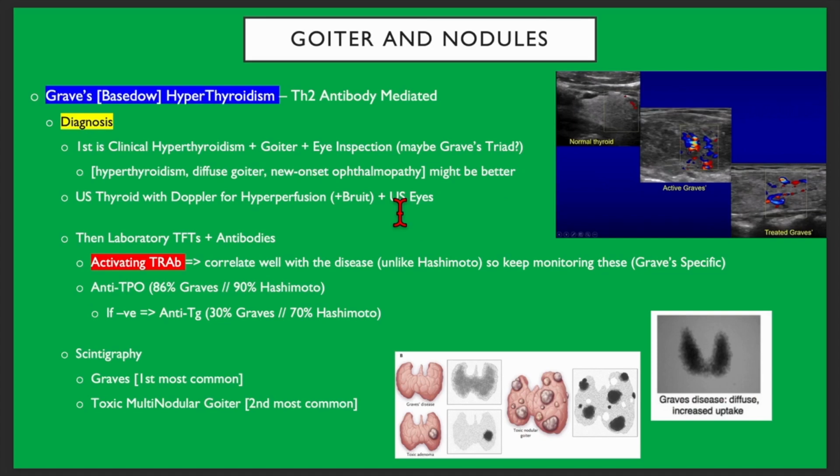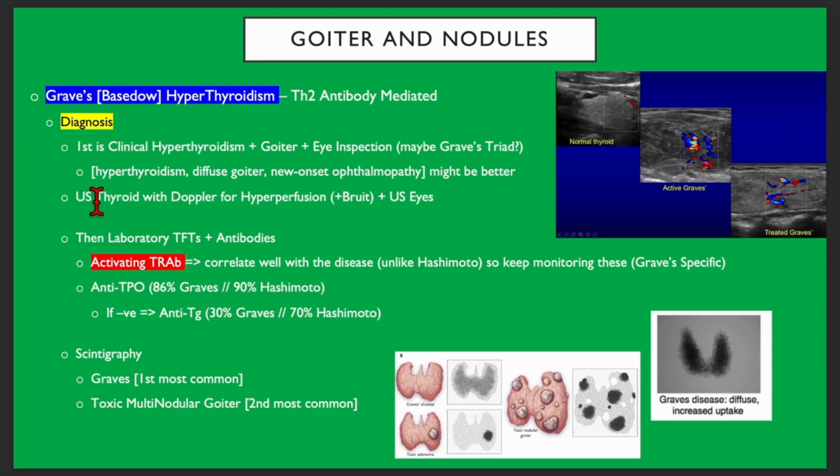That's the third one. So diagnosis of Graves, we said it's first a clinical hyperthyroidism with a goiter and eye inspection. So you're looking at the Graves triad. The better triad, the new one, is hyperthyroidism with diffuse goiter and new onset of ophthalmopathy. So these 3 things are the new triad. Hyperthyroidism, diffuse goiter, ophthalmopathy, that is new. So use that one, that's a clinical diagnosis.